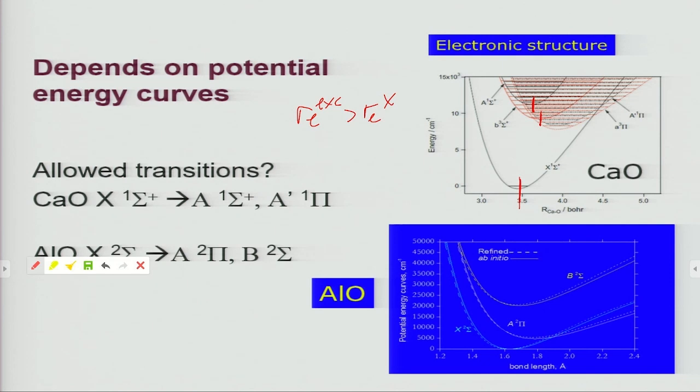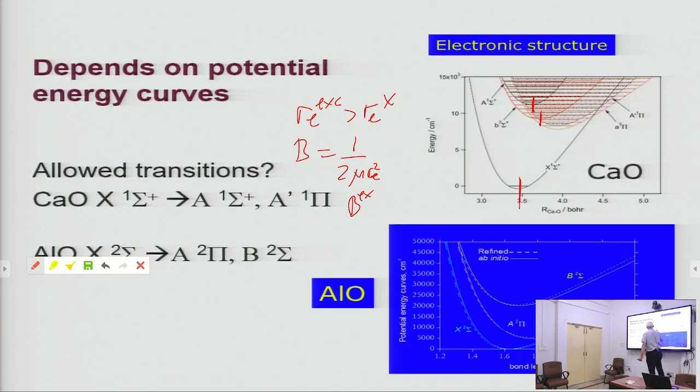So B equals 1 upon 2 mu R_e squared. So that means that B for the excited state is typically less than B for the X state. So the rotational constants are normally smaller for the excited states. That means the rotational levels are closer together for the excited states than they are for the ground states. So that's not always true, but it's the most common case.